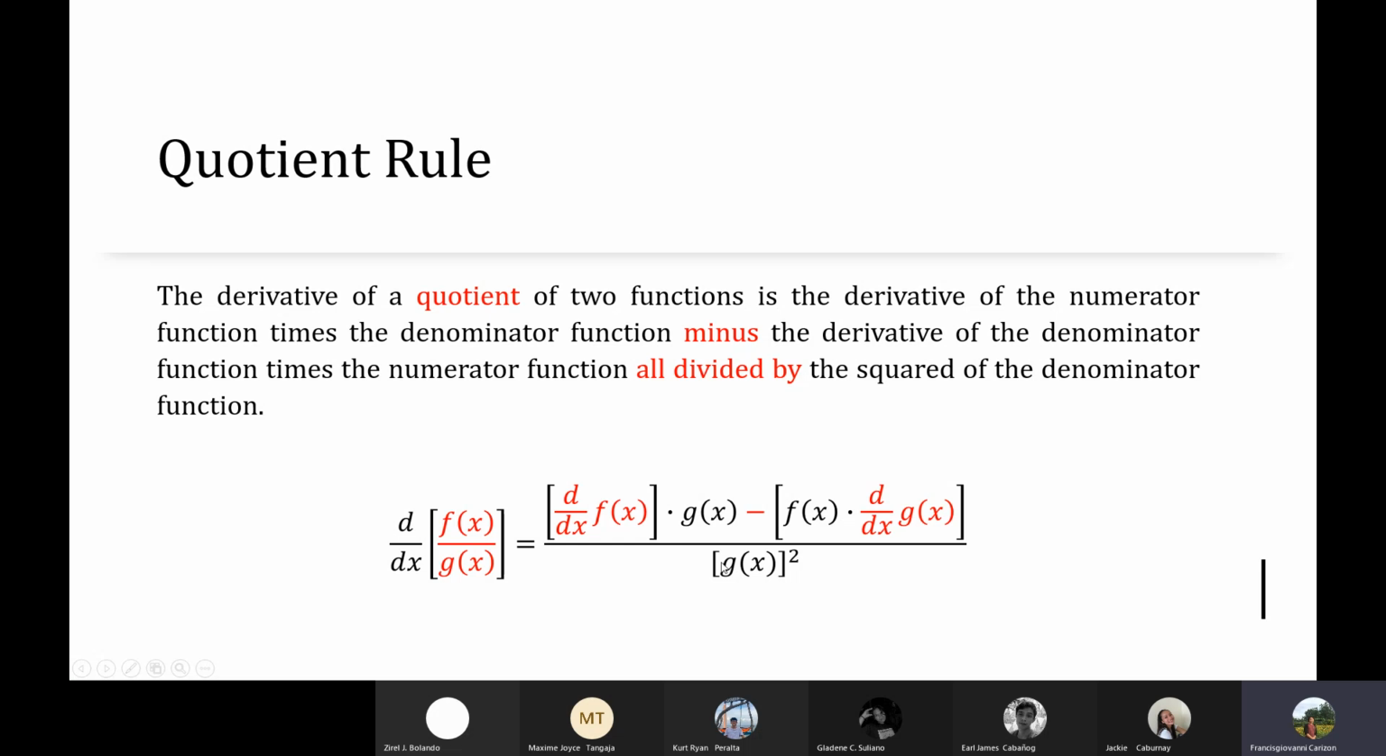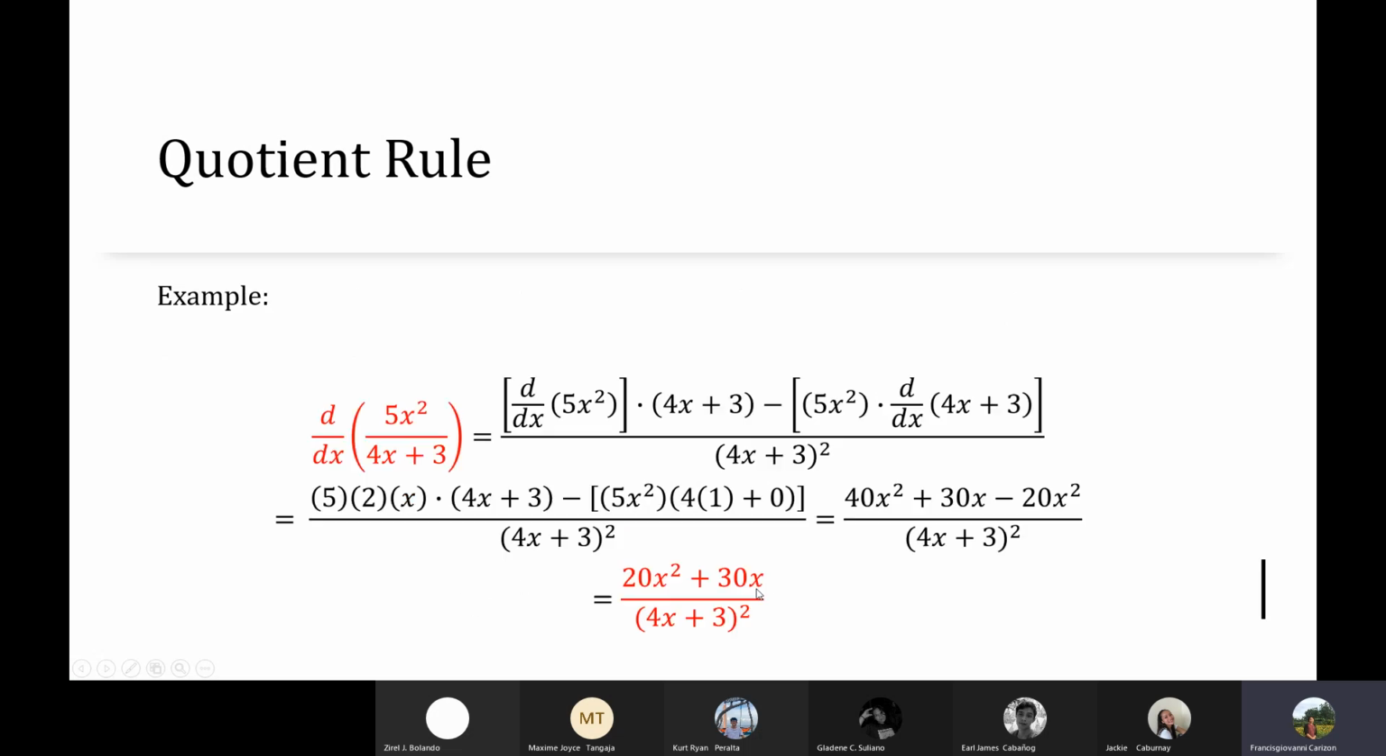And everything is divided by the square of your g of x. So let's take an example: the derivative of 5x squared divided by 4x plus 3. Your numerator f is 5x squared and your denominator is 4x plus 3. As described, first take the derivative of the numerator times the denominator, not differentiated, minus copy the numerator times the derivative of your denominator. And divide everything by 4x plus 3 squared.